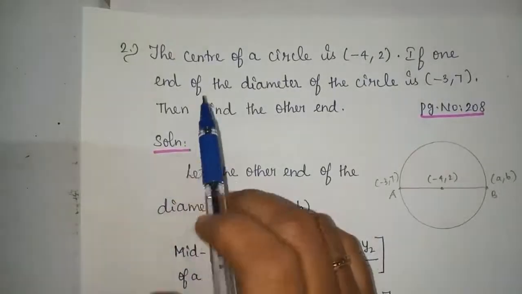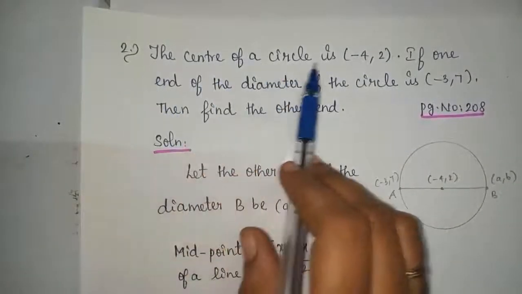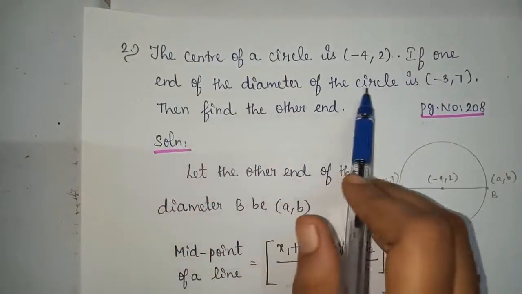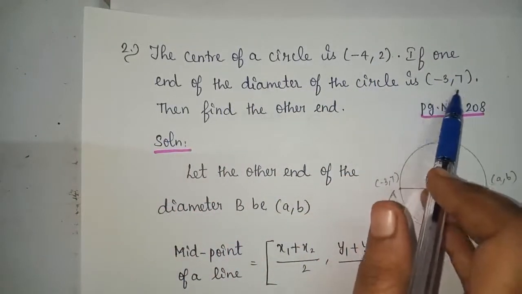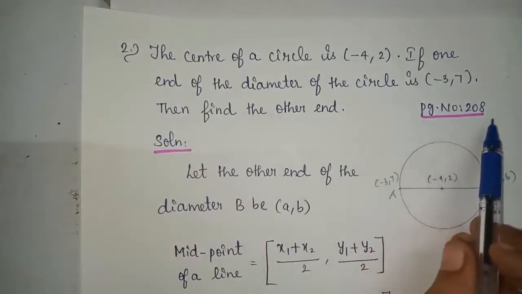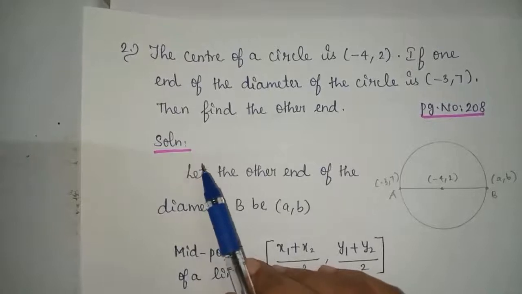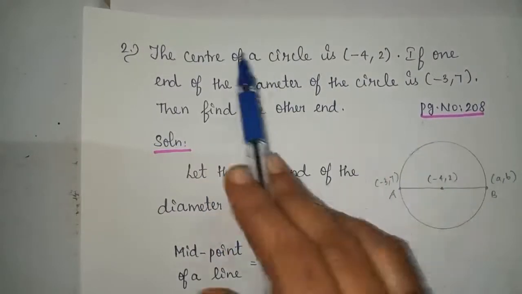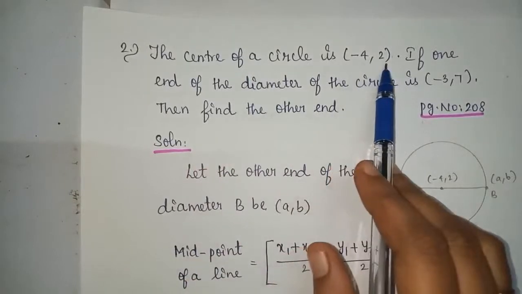Exercise 5.3, problem number 2. The center of a circle is minus 4 comma 2. If one end of the diameter of the circle is minus 3 comma 7, then find the other end. This problem belongs to the same page number 208. First see the solution. Let us consider this is your circle. The center of the circle is minus 4 comma 2.